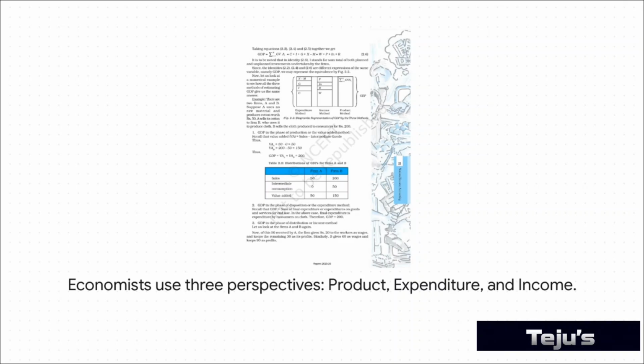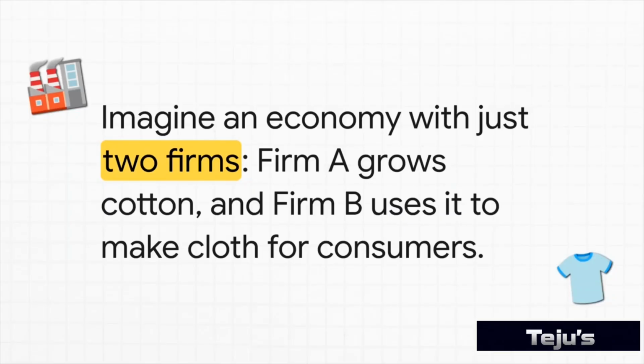Now here's the cool part. The theory is that in a closed economic loop, these three numbers should be exactly the same. Let's see how that's even possible. To make this super simple, let's create our own tiny economy. It's got just two companies in it. That's it. Firm A is a cotton farmer, and they sell $50 worth of cotton. Firm B is a cloth maker. They buy that $50 of cotton and turn it into $200 worth of finished cloth that people can buy.